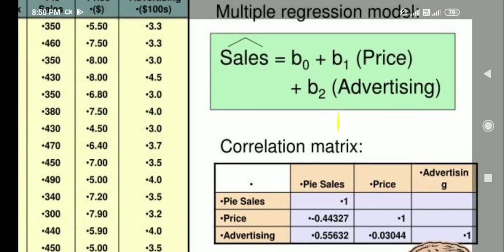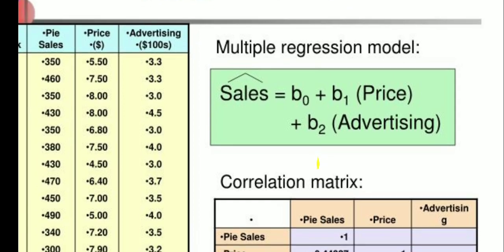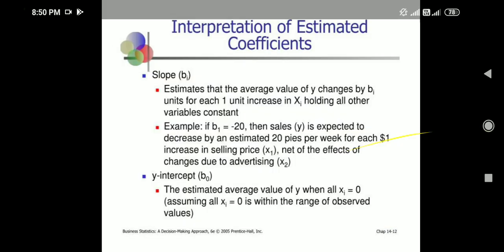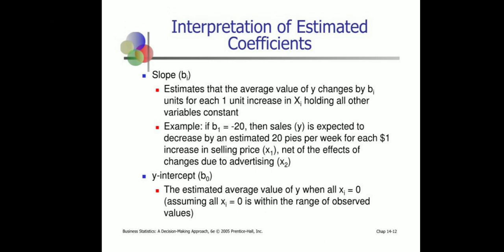Next is the interpretation of estimated coefficients. The slope b1 estimates that the average value of y, that is the sales, changes by bi units for each 1 unit increase in xi, holding all other variables constant.